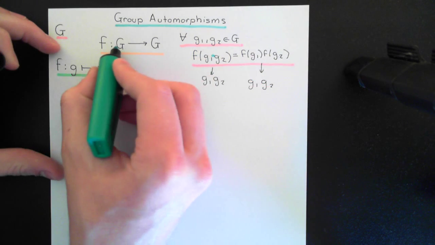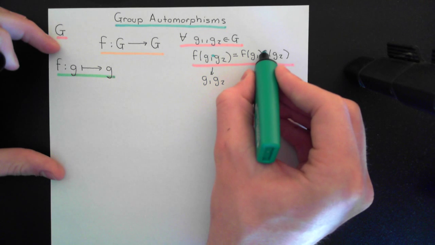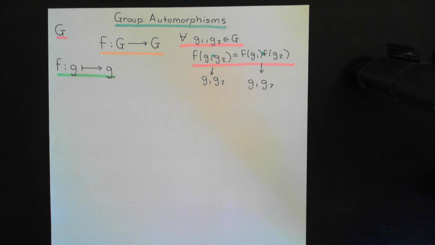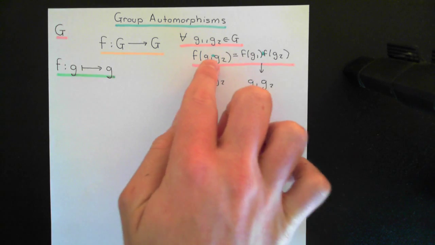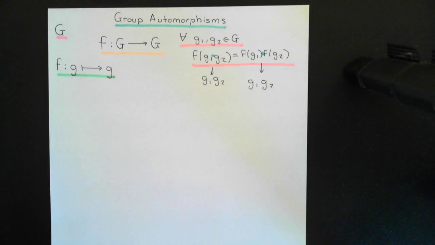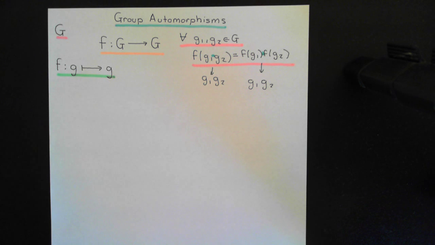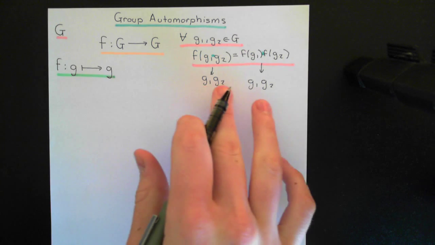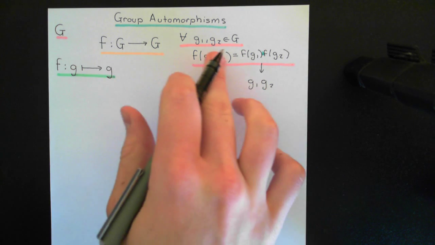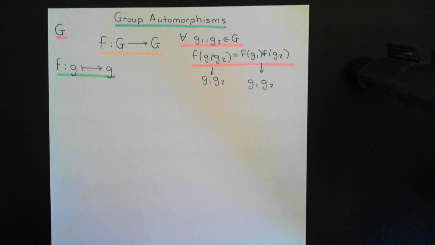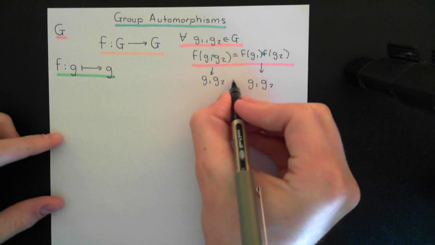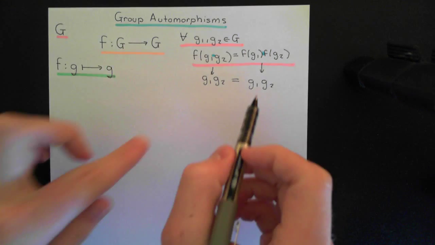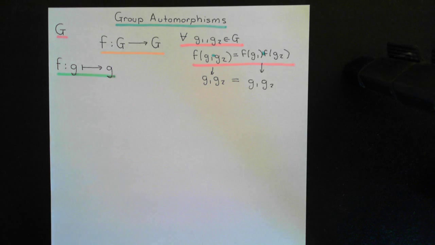This is composition in the domain group, and this is composition in the codomain group. However, in this case, the domain and codomain groups are exactly the same, so the composition is the same. This is composition in the group, and this is also composition in the group. Because we're only working with a single group here, those two compositions must be exactly the same. So indeed we've got g1 composed with g2 in the group on the left-hand side, and g1 composed with g2 in the group on the right-hand side, so of course these two things are equal to one another.